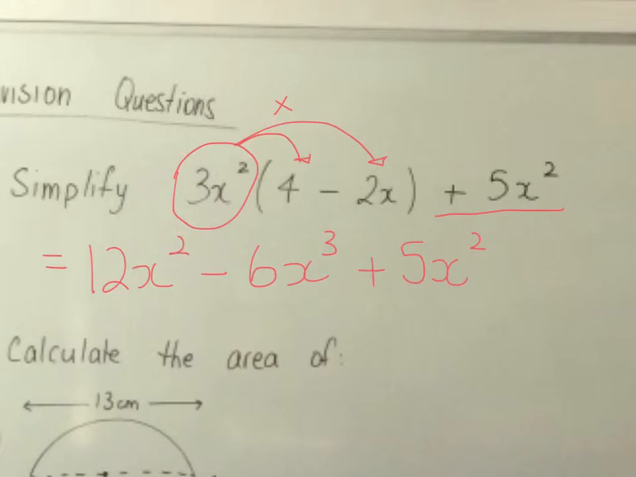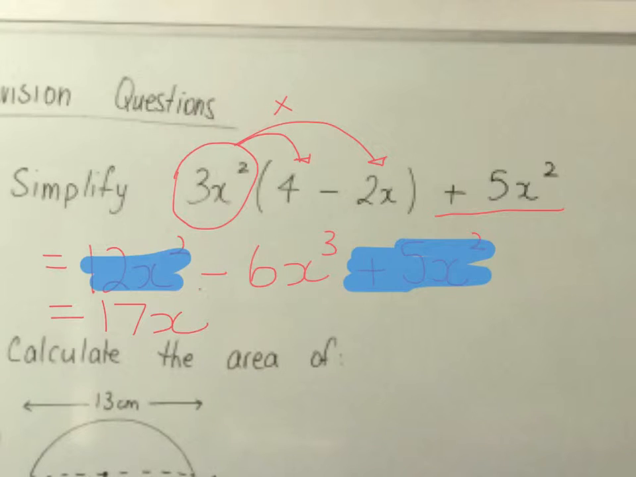So we can see that we have two terms that involve an x squared, a 12x squared and a 5x squared, and the addition of those would give us 17x squared. But the negative 6x cubed in the middle doesn't have any other like terms to add to it, and so it stays as it is. And our final expression gives us 17x squared minus 6x cubed.